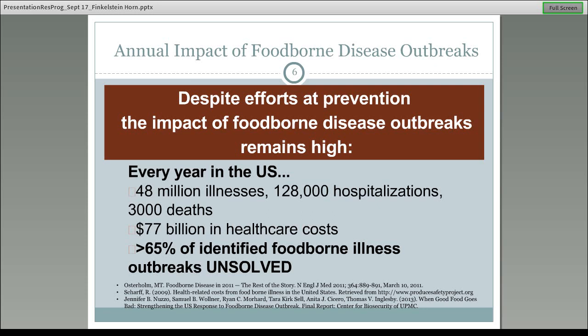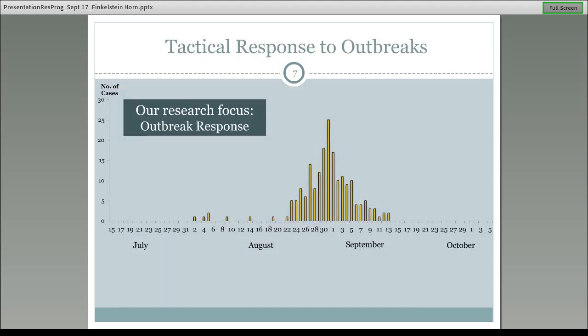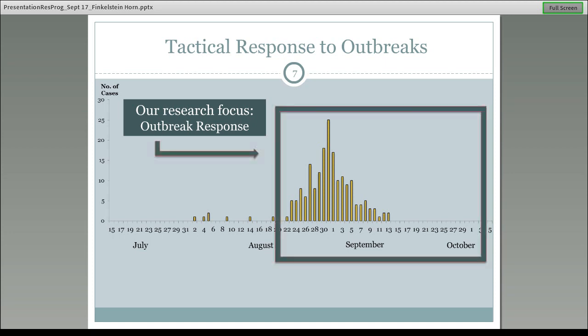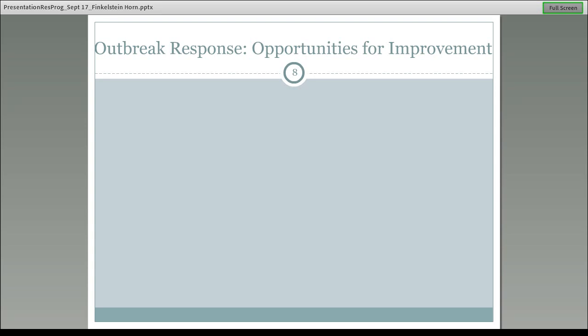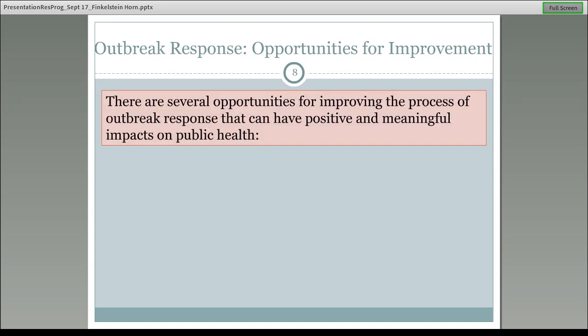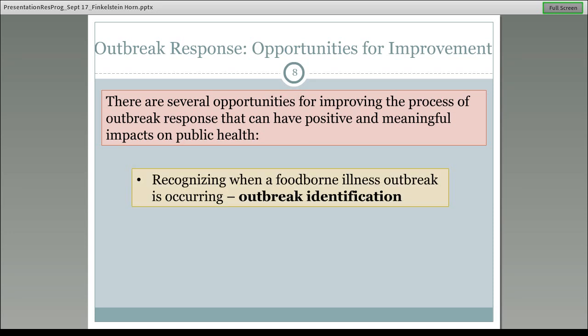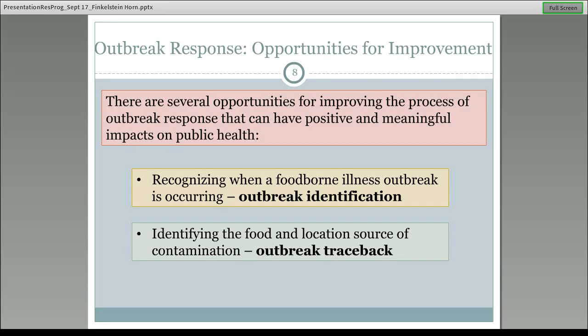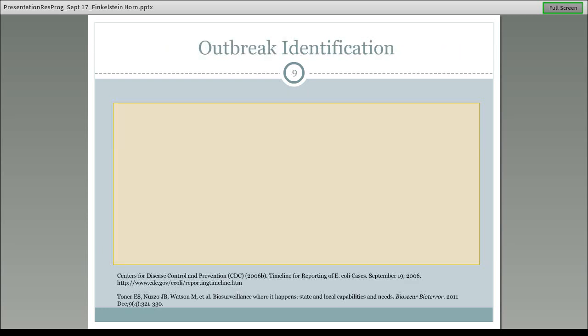And so to help solve these cases, we're looking at tactical response to outbreaks. So response to outbreaks that have occurred already. And within that, there are multiple opportunities for improving the outbreak response system, and we can divide them into two major categories. So the first is really recognizing that an outbreak is occurring, and this is done through surveillance, and this is outbreak identification. And then the second is identifying the food and location source of the contamination through an outbreak investigation, and this is the outbreak traceback process. So first we'll talk a little bit about outbreak identification.